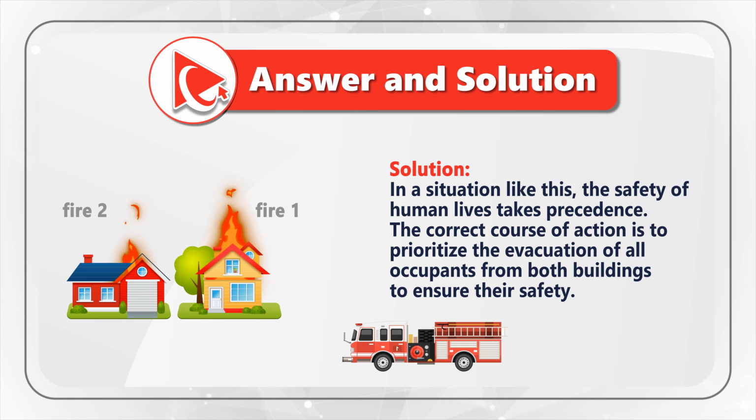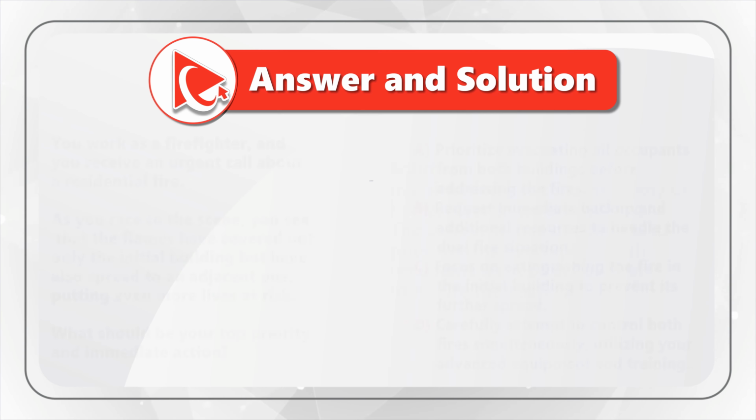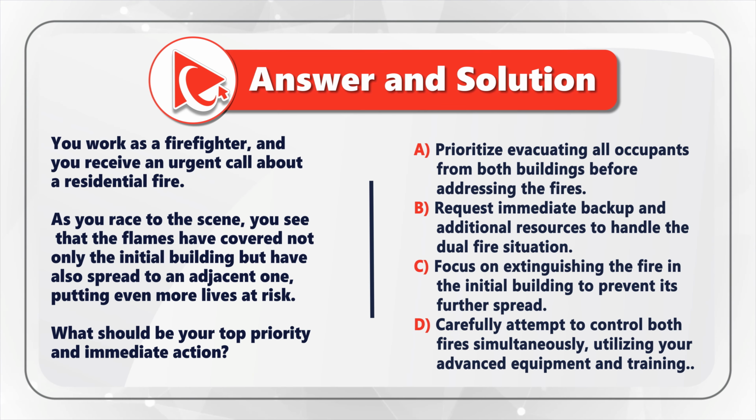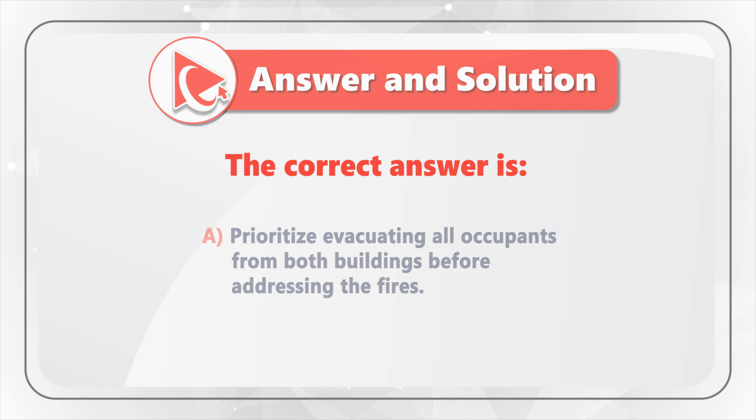I believe in situations like this, safety of human lives takes precedence. I think the correct course of action is to prioritize the evacuation of all occupants from both buildings to ensure their safety. So the correct answer here is choice A. Evacuate all occupants from both buildings before tackling the fire. Do you agree with my rationale and selection?